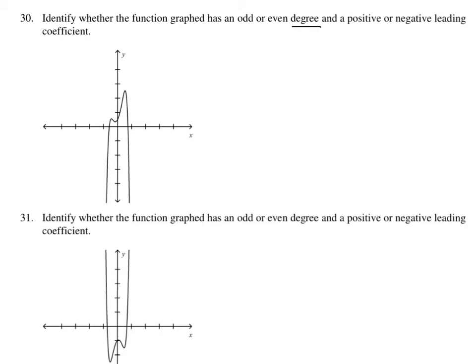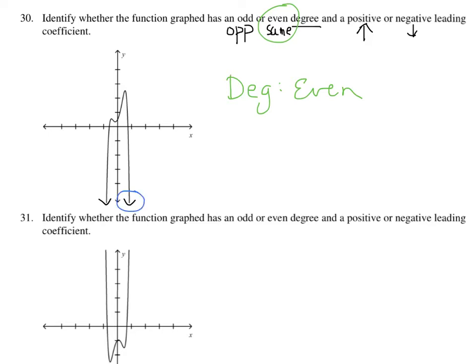Recall the degree tells us the direction the arrows point, whether they point opposite for odd, or if they point the same direction for even. Positive leading coefficients mean the graph ends pointing up, and negative leading coefficients mean the graph ends pointing down. So our arrows are both pointing the same way, which means that the degree is even, and they both are pointing down. So that means that the leading coefficient is negative.